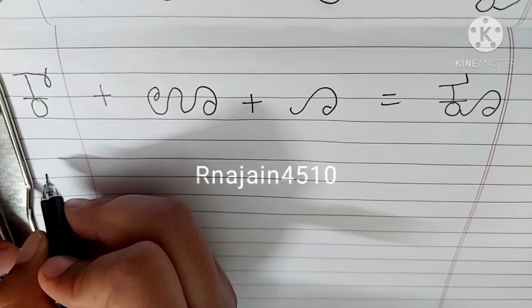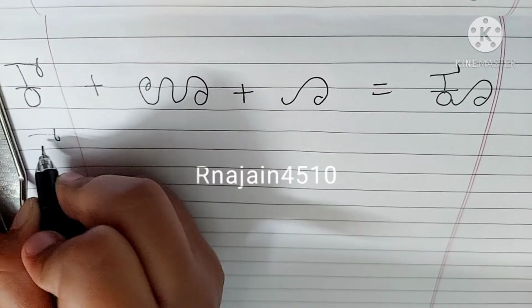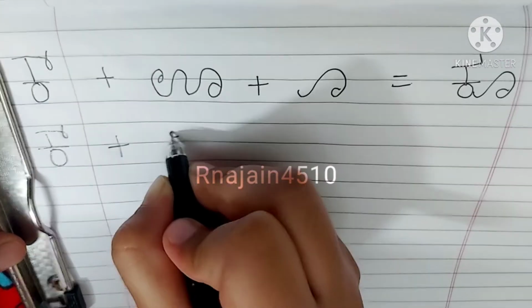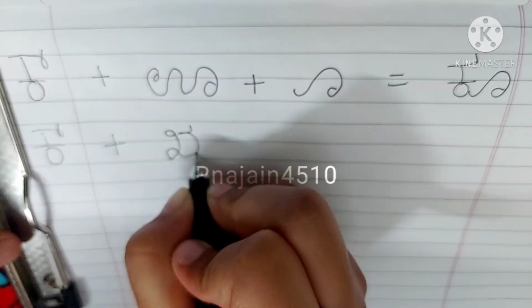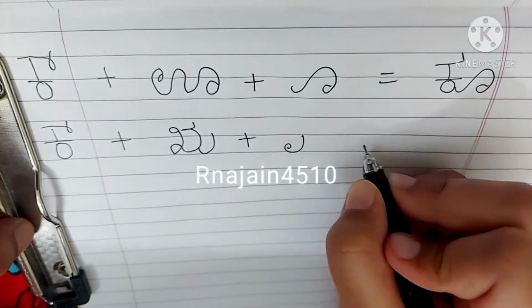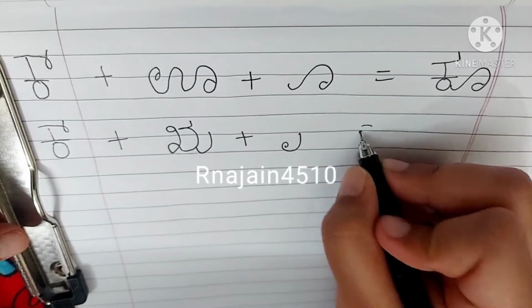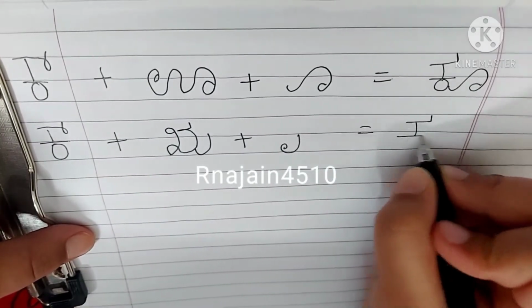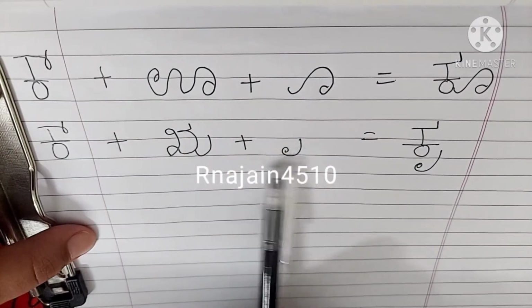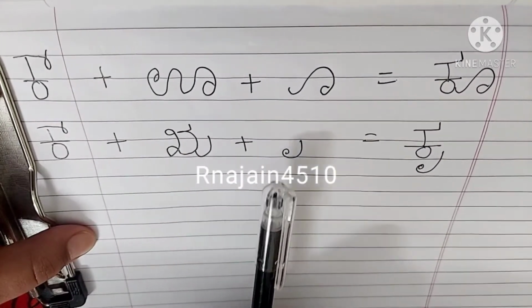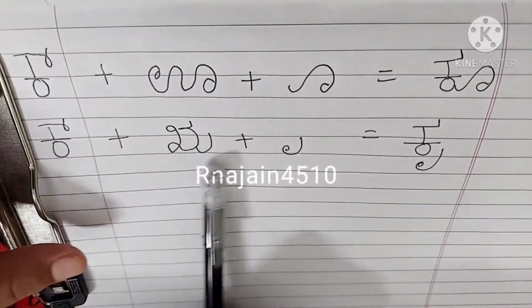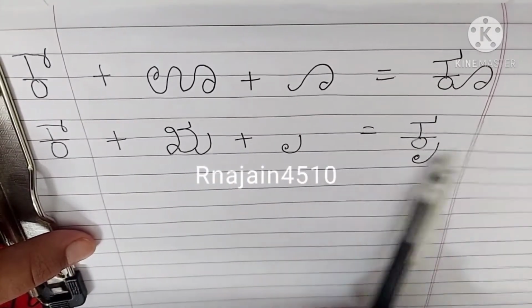Next is Kru. Half K plus ru plus ru matra is equal to Kru. We call ru matra as utrusulli. Half K plus ru is equal to Kru.